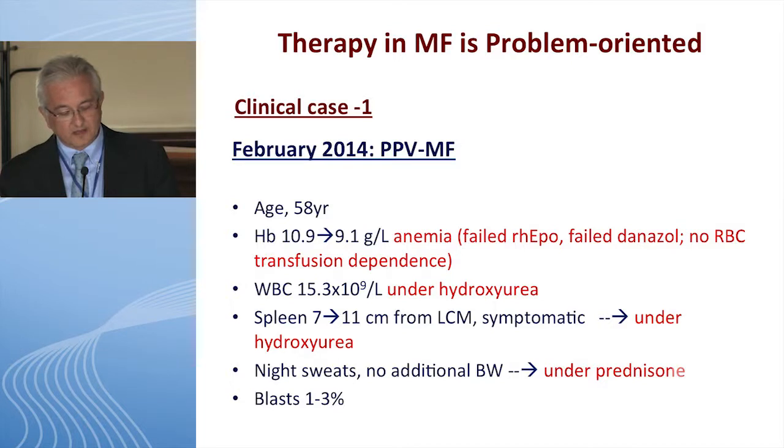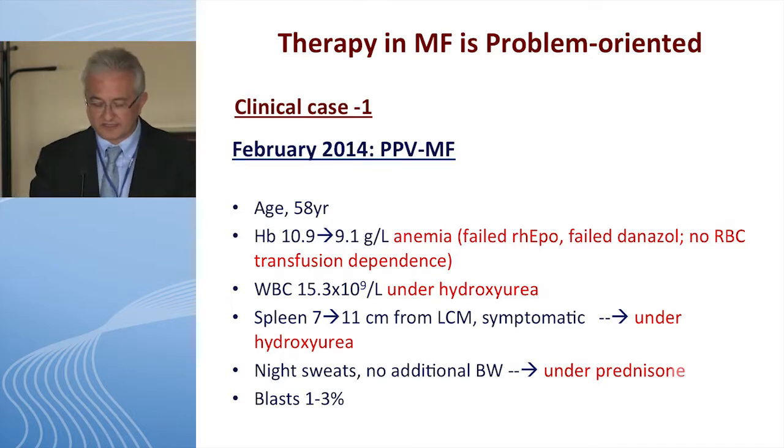He refused, and so we started prednisone, hydroxyurea, EPO when the hemoglobin went below 10 grams per deciliter, and then danazol. One year later, he was anemic, and he had failed a number of approaches. His leukocyte count was controlled by hydroxyurea. In the absence of hydroxyurea, he was around 35,000 leukocytes. The spleen had increased, notwithstanding the use of hydroxyurea, and he continued to be symptomatic with night sweats.